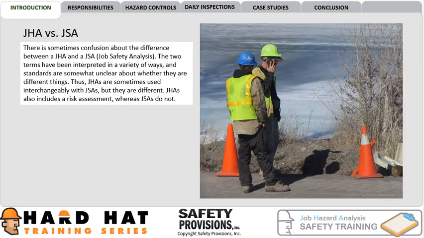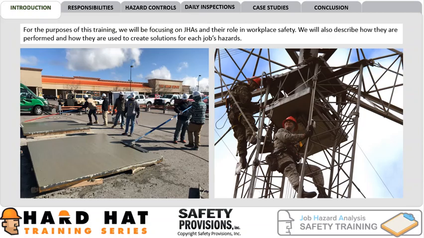There is sometimes confusion about the difference between a JHA and a JSA, Job Safety Analysis. The two terms have been interpreted in a variety of ways, and standards are somewhat unclear about whether they are different things. Thus, JHAs are sometimes used interchangeably with JSAs, but they are different. JHAs also include a risk assessment, whereas JSAs do not. For the purposes of this training, we will be focusing on JHAs and their role in workplace safety. We will also describe how they are performed and how they are used to create solutions for each job's hazards.